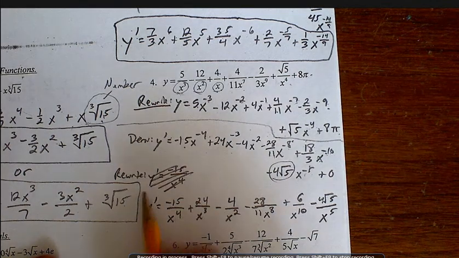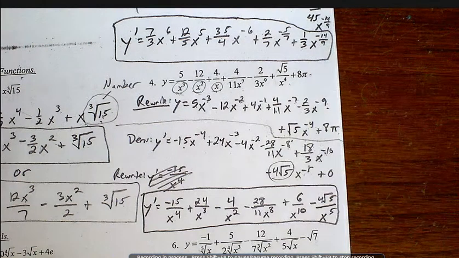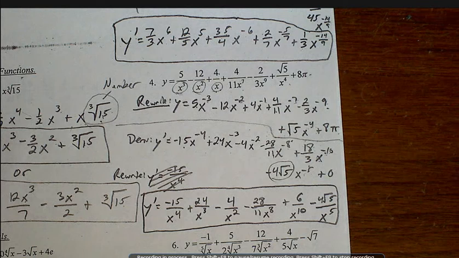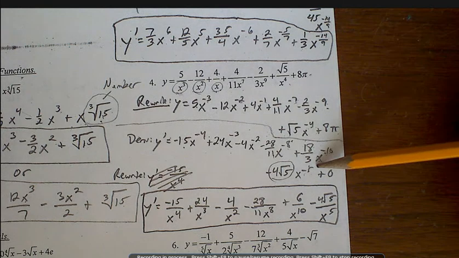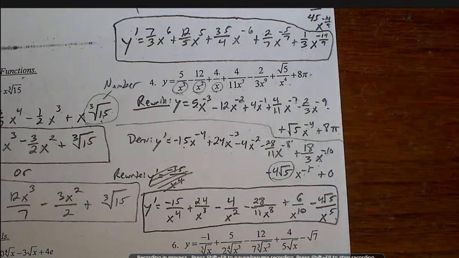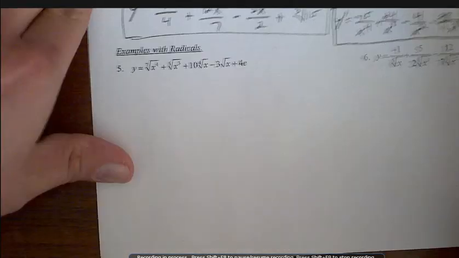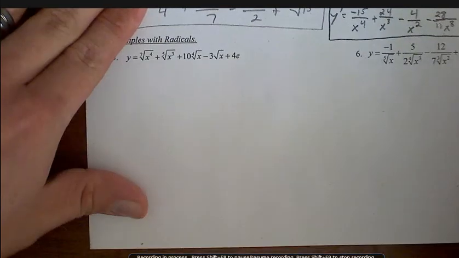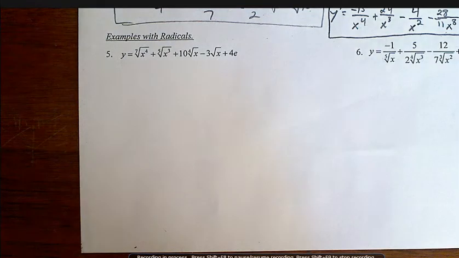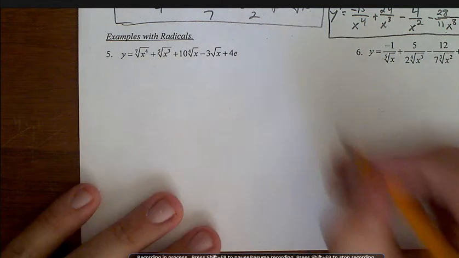Okay, number 5. Now some examples with radicals. Again, in order to take the derivative of a radical, we're going to convert it to exponential form, like the fractions, do our derivative, and then convert it back to radicals again. So again, our steps: convert to exponential form, derivative, convert back to radicals, and simplify. That's our steps. So first thing, let's convert these to exponentials.